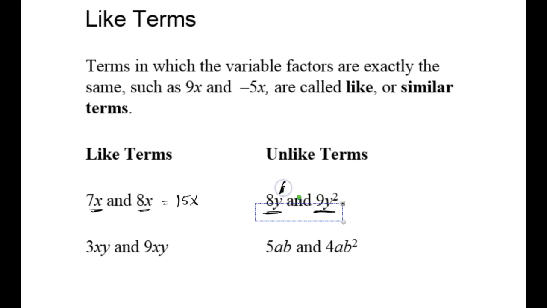This is a y with a first power on it. This is a y with a second power. Not the same. So this is the same. I've got 3 of these xy values and then 9 of these xy boxes. And so yeah, I can combine those to 12 xy's, but this is not the same as this. This AB does not equal AB squared, so I can't combine those.